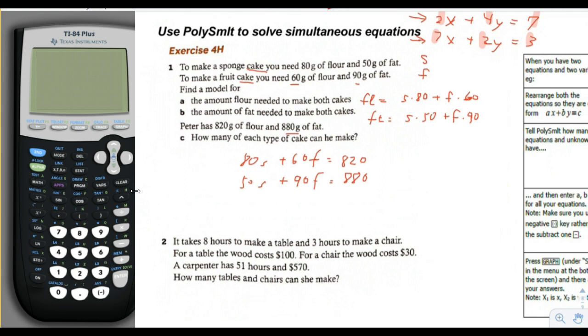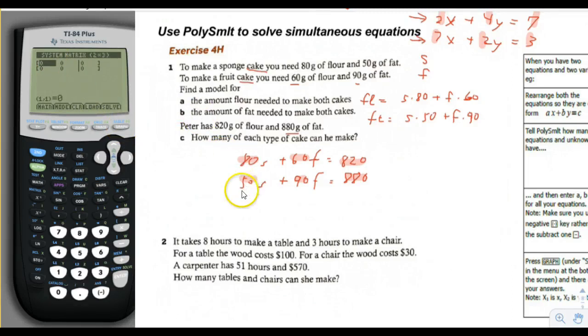Now, this normally is a lot of algebra, but we're just going to take 80, 50, 60, 90, 820, and 880, and put them in the calculator. Go into Apps. You should have PolySMLT. Press any key, it says. Then go to Simultaneous Equation Solver. We have two equations and two unknowns, so we leave that as 2, 2. That's exactly how it starts. Then we press next, just like a bank machine.